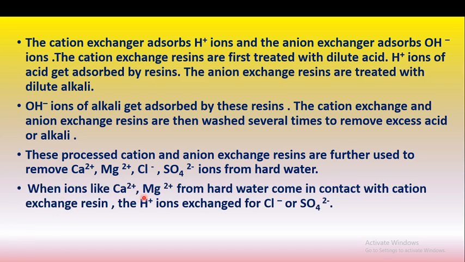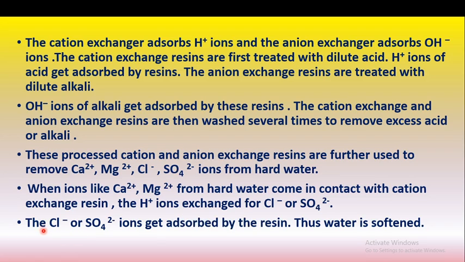And when the ions like calcium 2+ and magnesium 2+ from the hard water come in contact with the cation exchange resins, the H+ ions get exchanged for Cl- or SO4 2- ions. Means the H+ ions from the cation exchange resins can be exchanged for the Cl- and SO4 2- ions. Therefore, the Cl- or SO4 2- get adsorbed by the resins and the water is softened, because water mainly contains calcium, magnesium, chloride and sulfate.